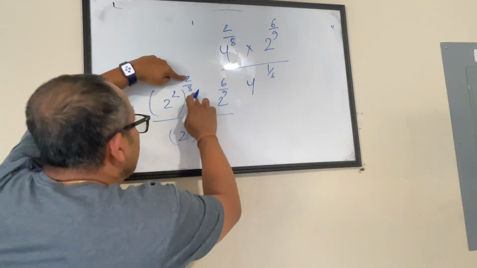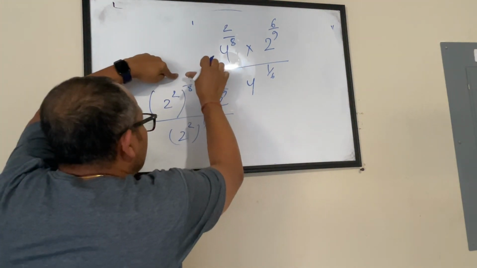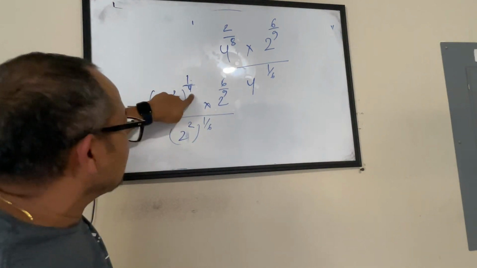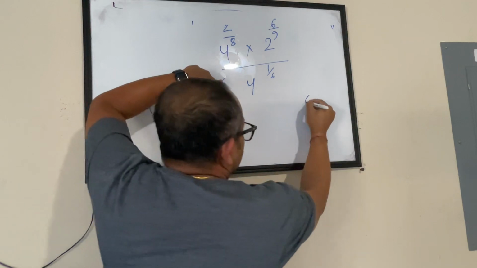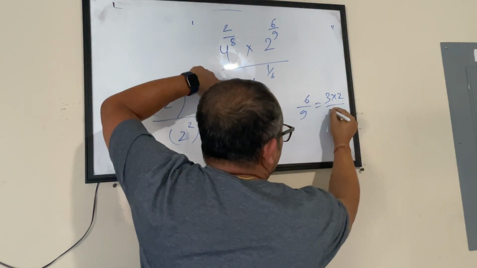Now, here, 2 by 8 you can always simplify as 1 by 4. So I did not change anything, just 2 by 8 I converted to 1 by 4. 6 by 9, same way. If you want to do tic-tac-toe, 6 by 9: 6 is 3 into 2, 9 is 3 into 3.